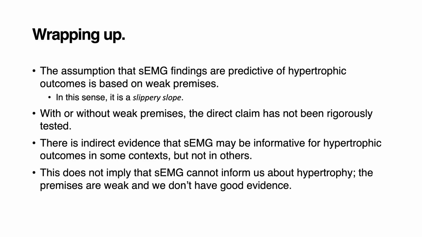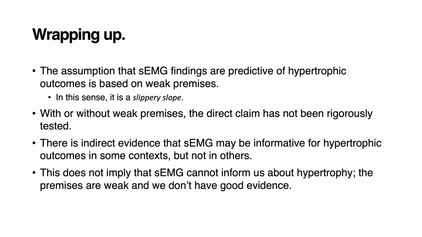With or without weak premises, the direct claim has not been rigorously tested. In research, ideally, we test things directly. There's indirect evidence that it may be informative for hypertrophic outcomes in some contexts, but again, not in others. So there's evidence for it and against it, so it's equivocal in terms of indirect evidence. And this does not imply that surface EMG cannot inform us about hypertrophy. It's really that the premises are weak and we don't have good evidence. So we're not saying that this absolutely is not the case. It's just that it hasn't been shown to be the case. So we're agnostic about it.